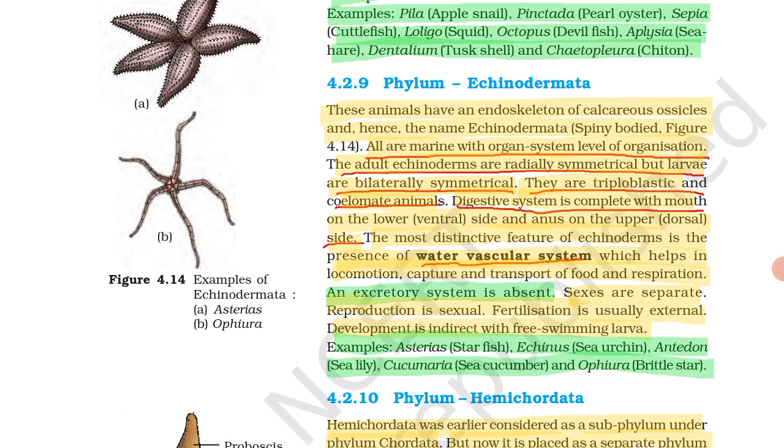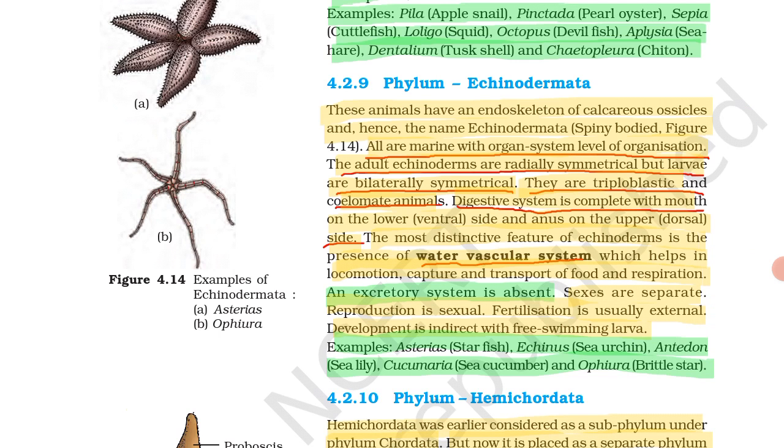Larvae is a new one, means what? Whenever Echinodermata gives birth to the young ones, it is called a larva. Larva means a new organism, and the adult one has radial symmetry. So this larva has bilateral symmetry and the adult has radial symmetry. You know very well about radial symmetry.